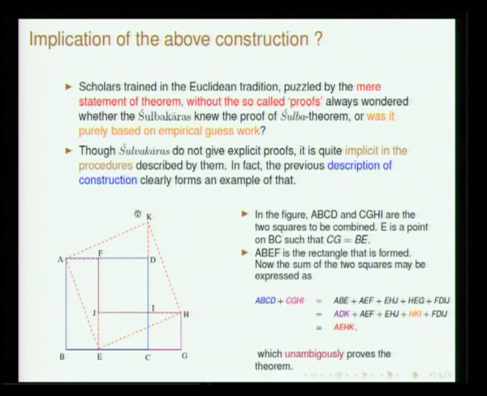So, there is something interesting that emerges out of it, and I wanted to spend a couple of minutes on that. Generally, all these texts just state the rule. This is how the structure goes. Some European scholars are actually puzzled whether these people knew the proofs or they did not know the proofs.